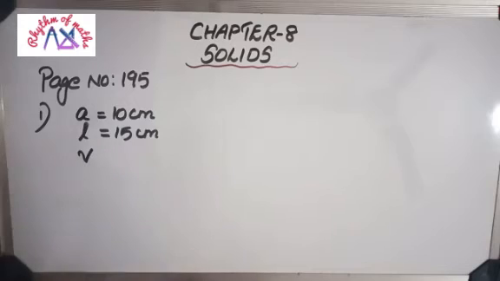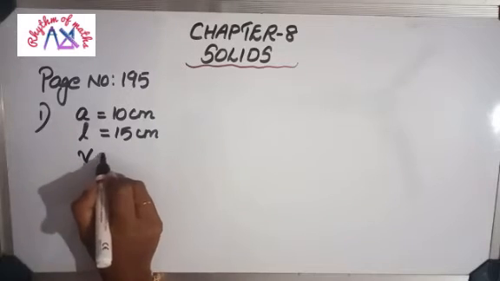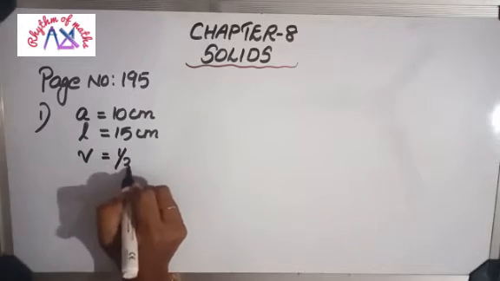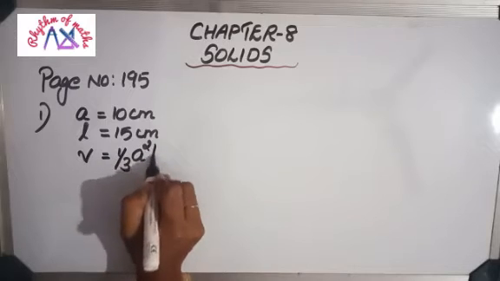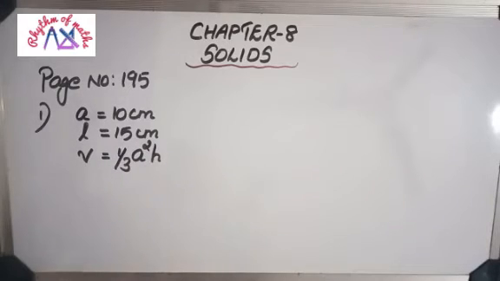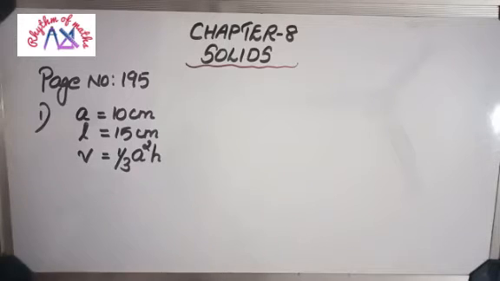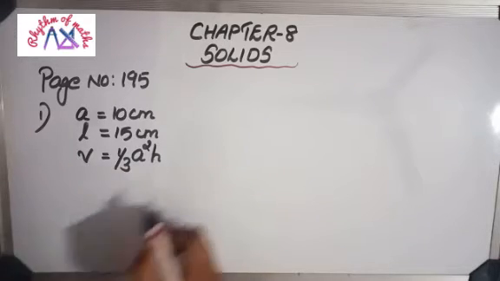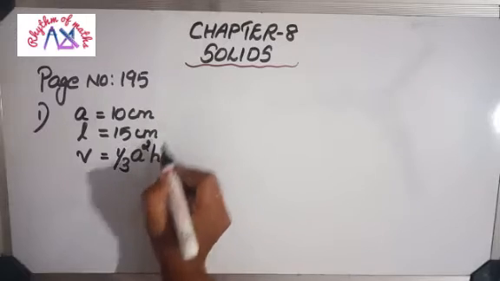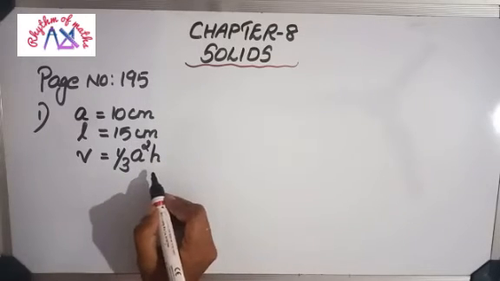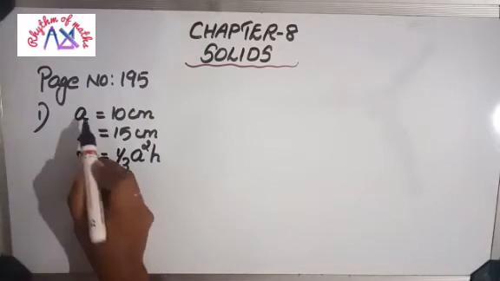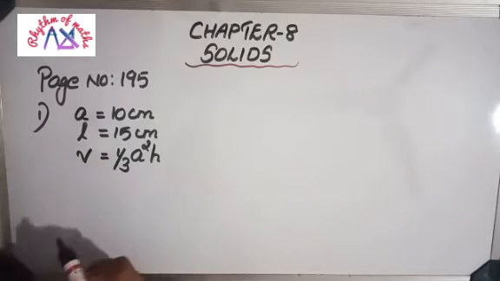The question is, what is the volume of the square pyramid? So let's write the equation, 1 by 3 a square h. This is the equation to find the volume of the square pyramid. In order to apply values in this equation, a we have, but h is not given. That means h we need to find. In order to find h, check the given measurements: a given, L given, h we need to find.